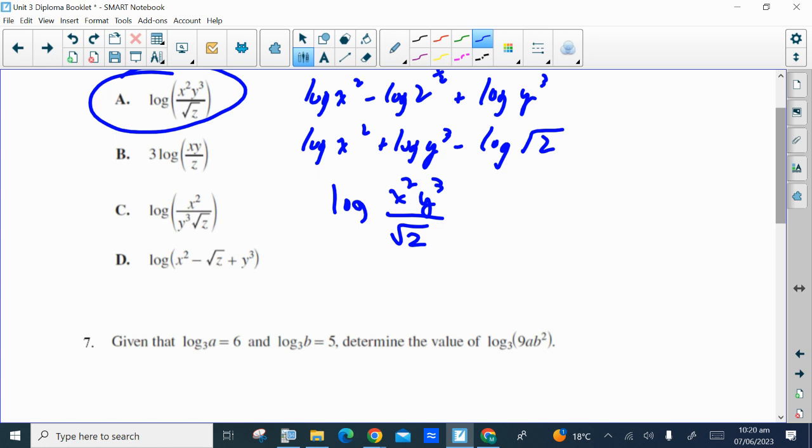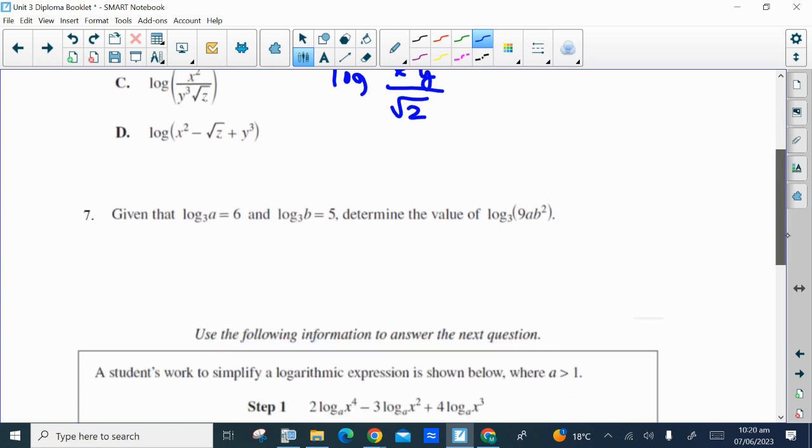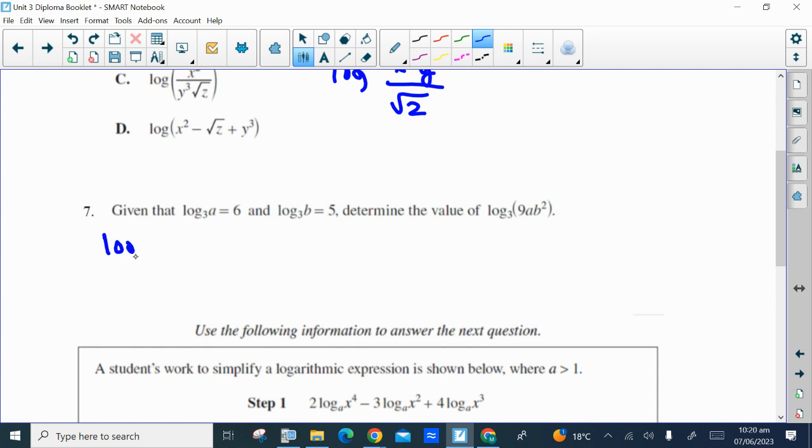Number 7, given that log base 3 of A is 6 and log base 3 of B is 5, what is the value of that expression? That expression can be expanded using the product law. There are 3 factors inside the bracket. The first factor is 9, so that would be log base 3 of 9 plus log base 3 of A plus log base 3 of B squared. So we're using the product law to expand that expression.